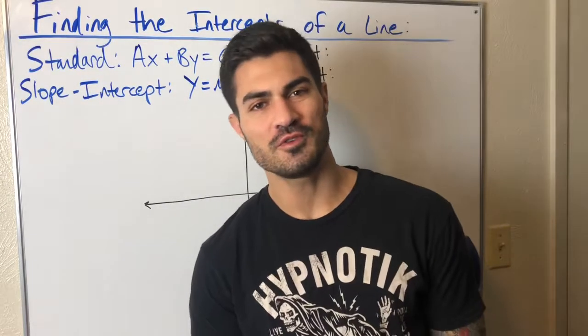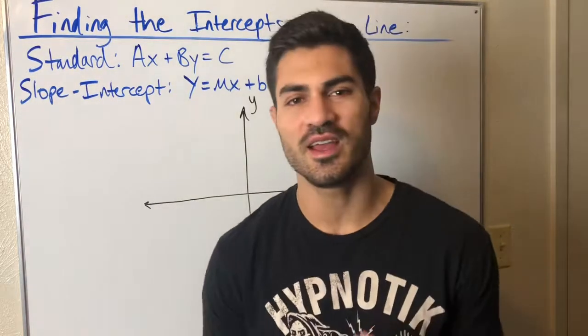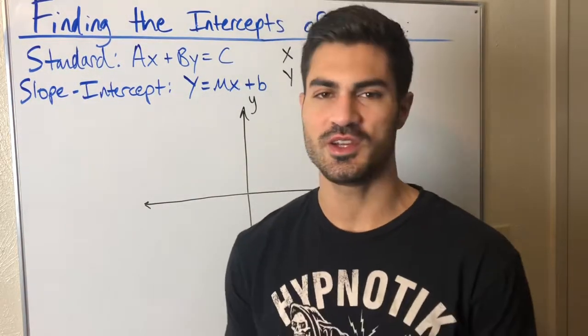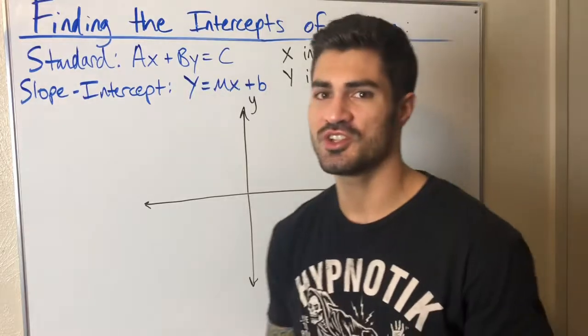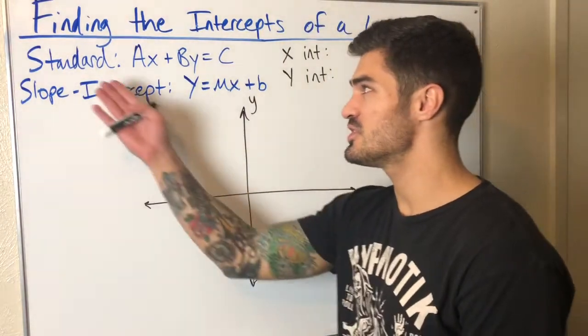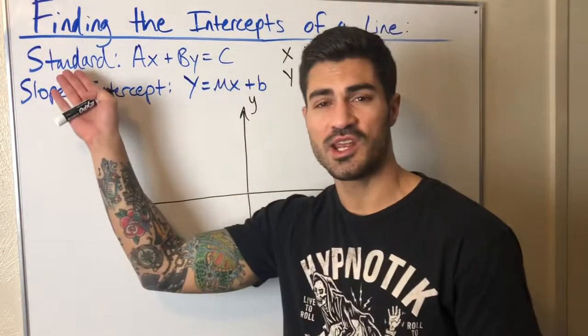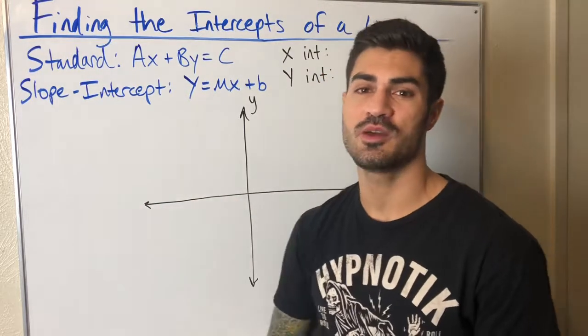Everybody, hope you're ready to flex those brain muscles, because today we're going to find the x and y intercepts of some linear equations. So a linear equation is just a line, and it usually is seen in one of these two forms, either standard form or slope-intercept form.